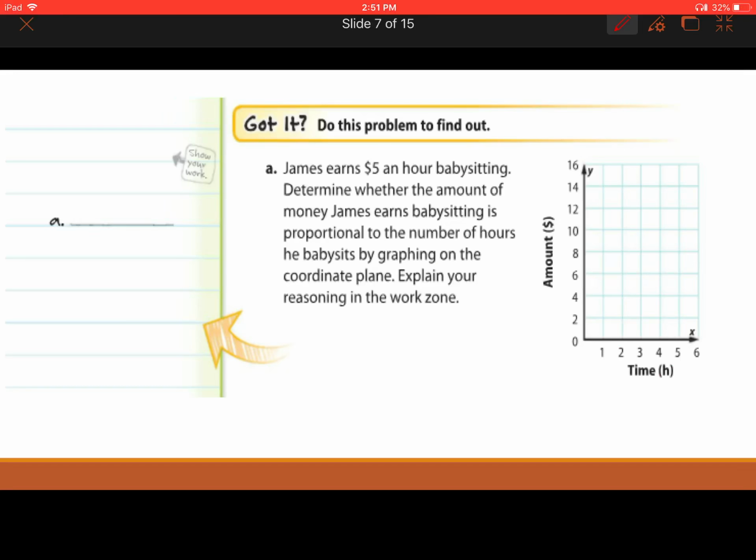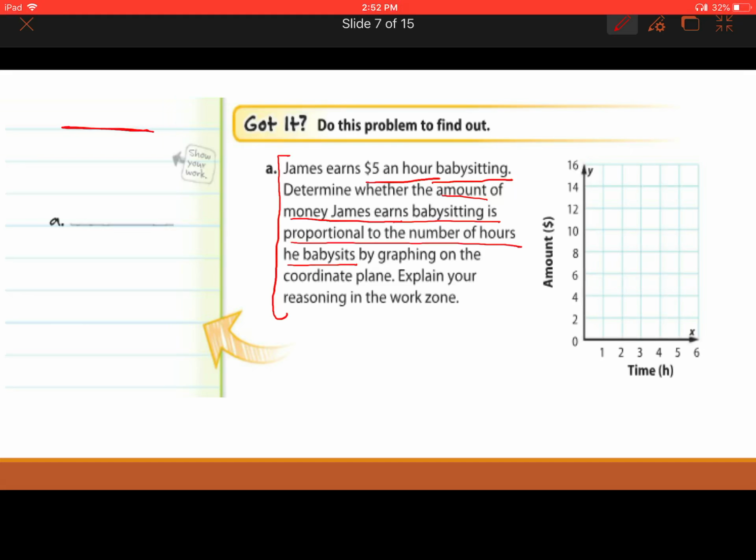Alright, here we go. I'm going to read the question. And according to the question, James earns $5 an hour babysitting. Determine whether or not the amount of money James earns babysitting is proportional. So we want to know whether the amount of money earned is proportional to the number of hours he babysits. Okay. So I'm going to go ahead and start by writing my unit rate, and I'm going to write it up here.